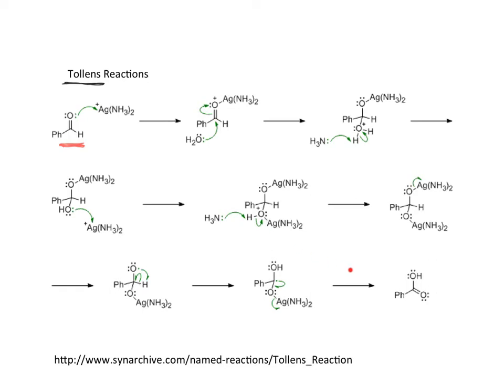Well, when things are oxidized, something has to be reduced. And in this case, what is going to be reduced is the silver ion. And we're going to end up with silver metal that precipitates on the surface of a clean glass test tube. And so the Tollens reaction is often called the silver mirror reaction. And this was a way at one time that silver was deposited on glass to make high-end mirrors.